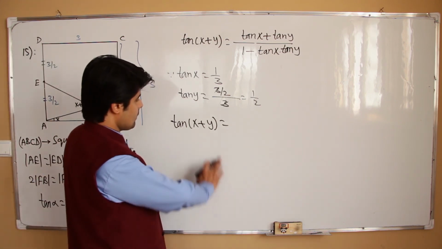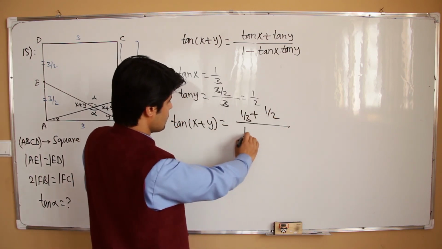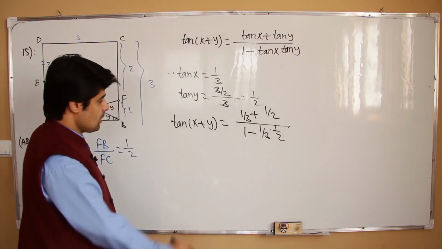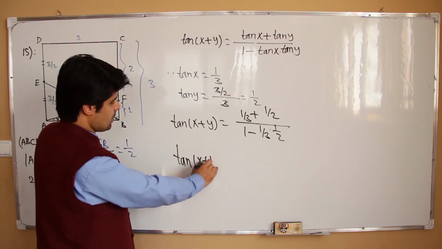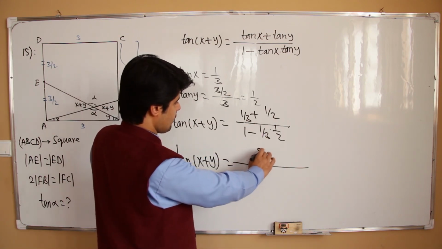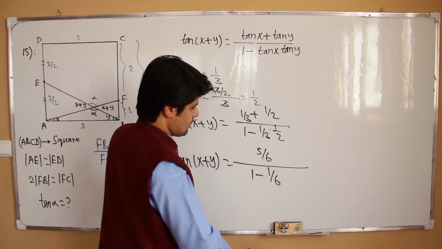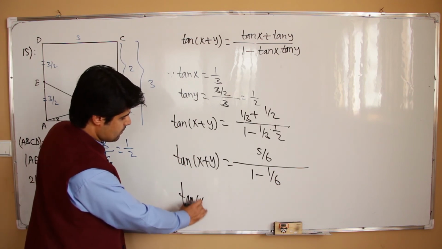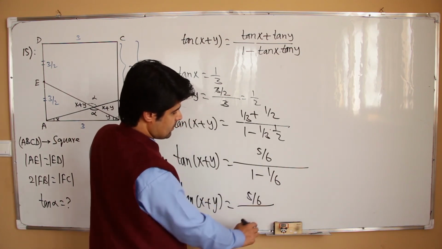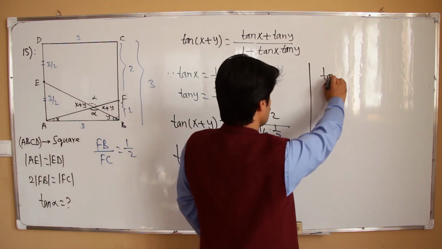Am I right? Yes. So tangent of x plus y is 1 by 3 plus 1 by 2, divided by 1 minus 1 by 3 times 1 by 2. I think you have got it. Now what do you think this one is? If you simplify this one, it would be 5 by 6 over 1 minus 1 by 6. So tangent of x plus y is equal to 5 by 6 over 6 minus 1 by 6, which is 5 by 6. I think it's cancelled.